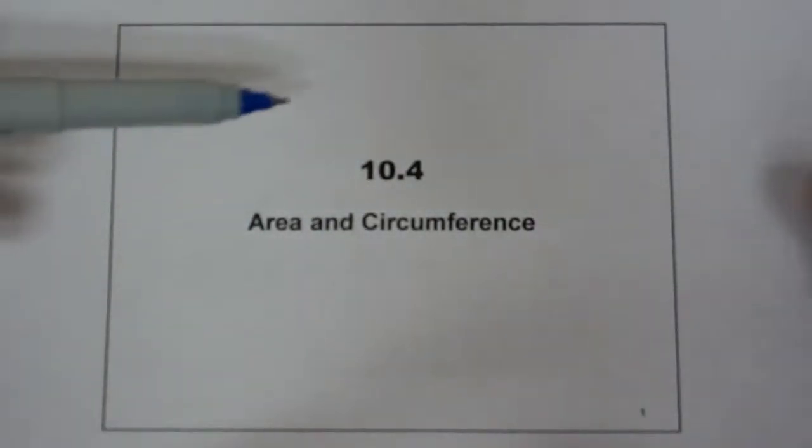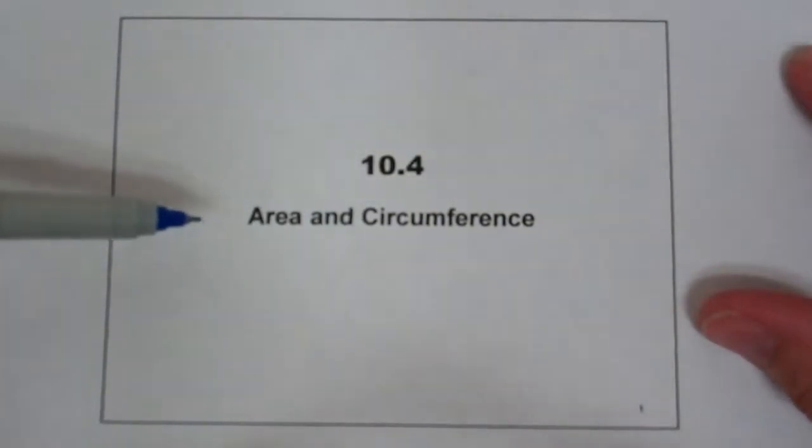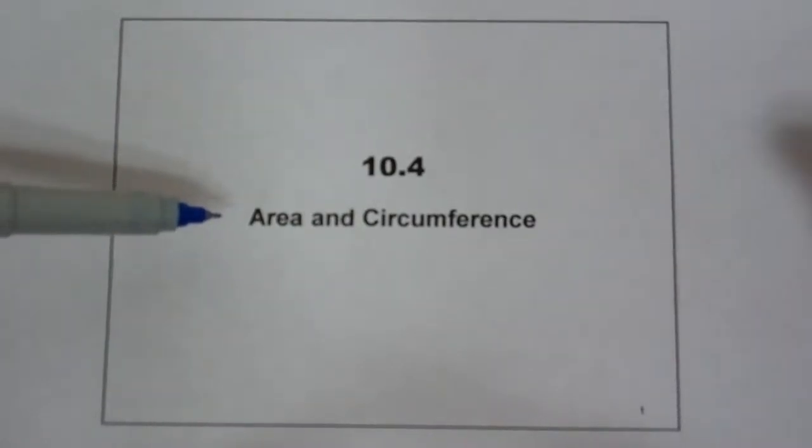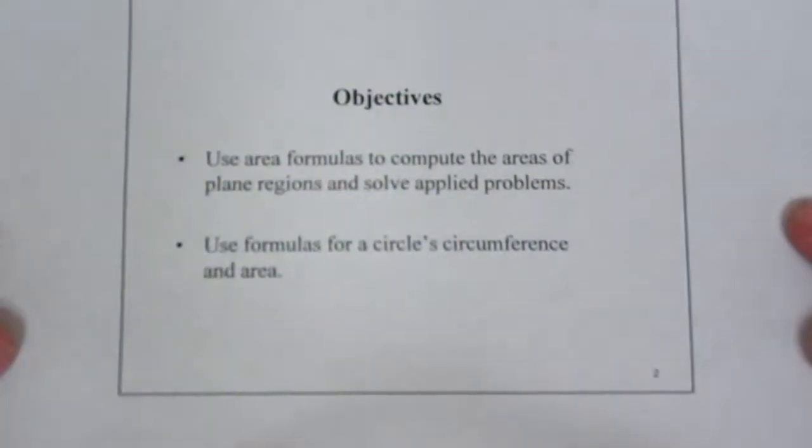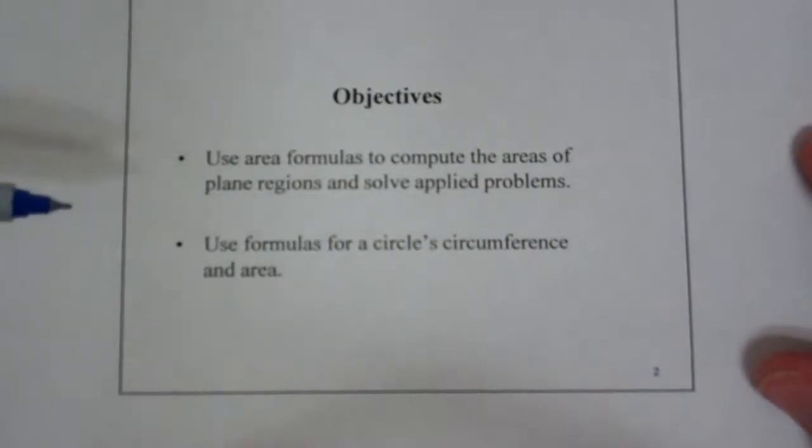Okay, so this is the long-awaited 10.4. We're going to talk about area and circumference. It's pretty straightforward stuff. As long as middle school wasn't that far away in your life, or high school, this isn't going to be too bad.